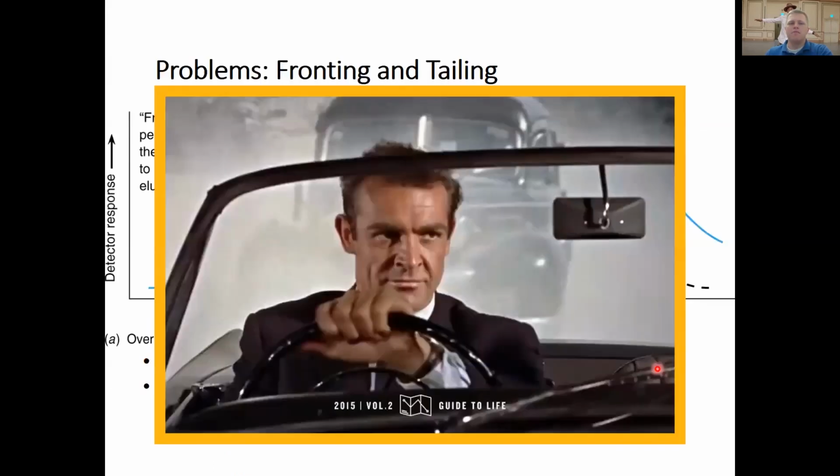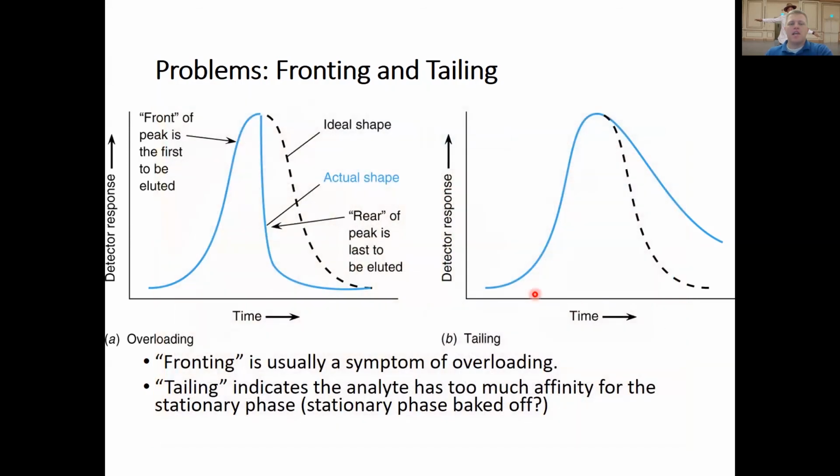The second problem is tailing. That's when a car is in hot pursuit behind you. But tailing is the opposite of fronting. The front of your peak still looks fine, but the back looks spread out. So instead of it being chopped off, it just keeps going into a long tail.